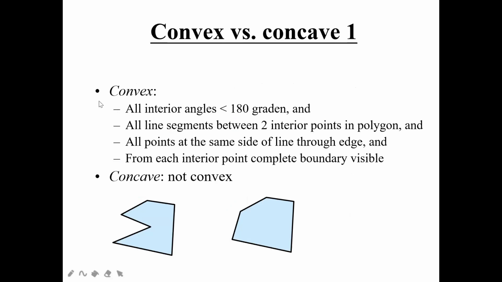Now let's see what we mean by convex. Remember, in a convex polygon, all interior angles will be less than 180 degrees. What is that? You can see it here. Let's take this diagram as an example.